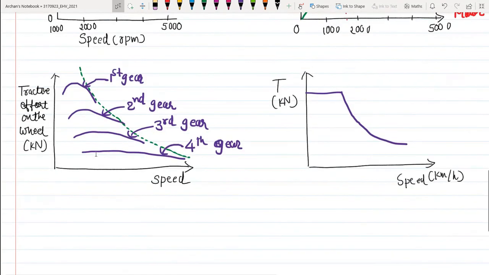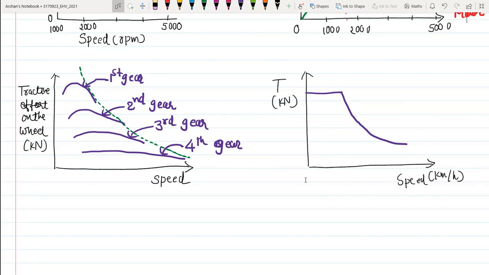Similarly, this curve belongs to the tractive effort of an internal combustion engine and a multi-gear transmission vehicle, right? And this is my tractive effort of a single gear electric vehicle, versus the speed, of course. So these are the power plant characteristics of the gasoline engine as well as electrical motor.